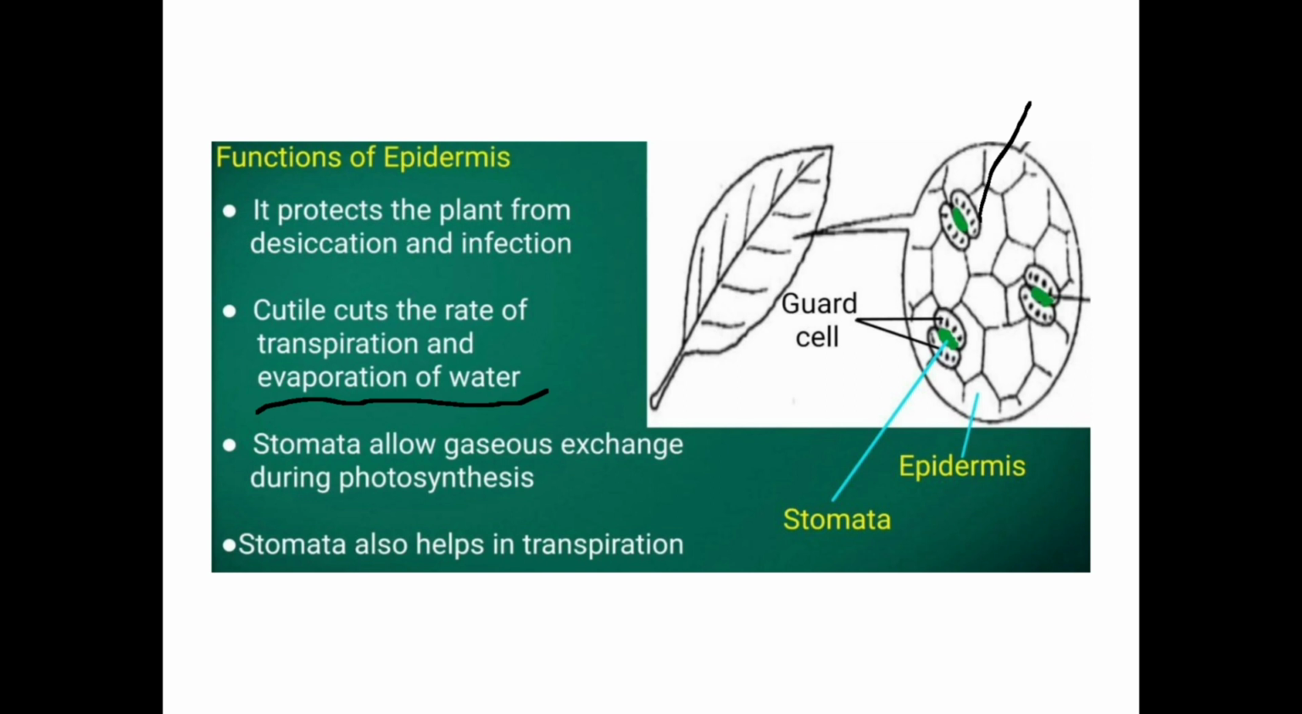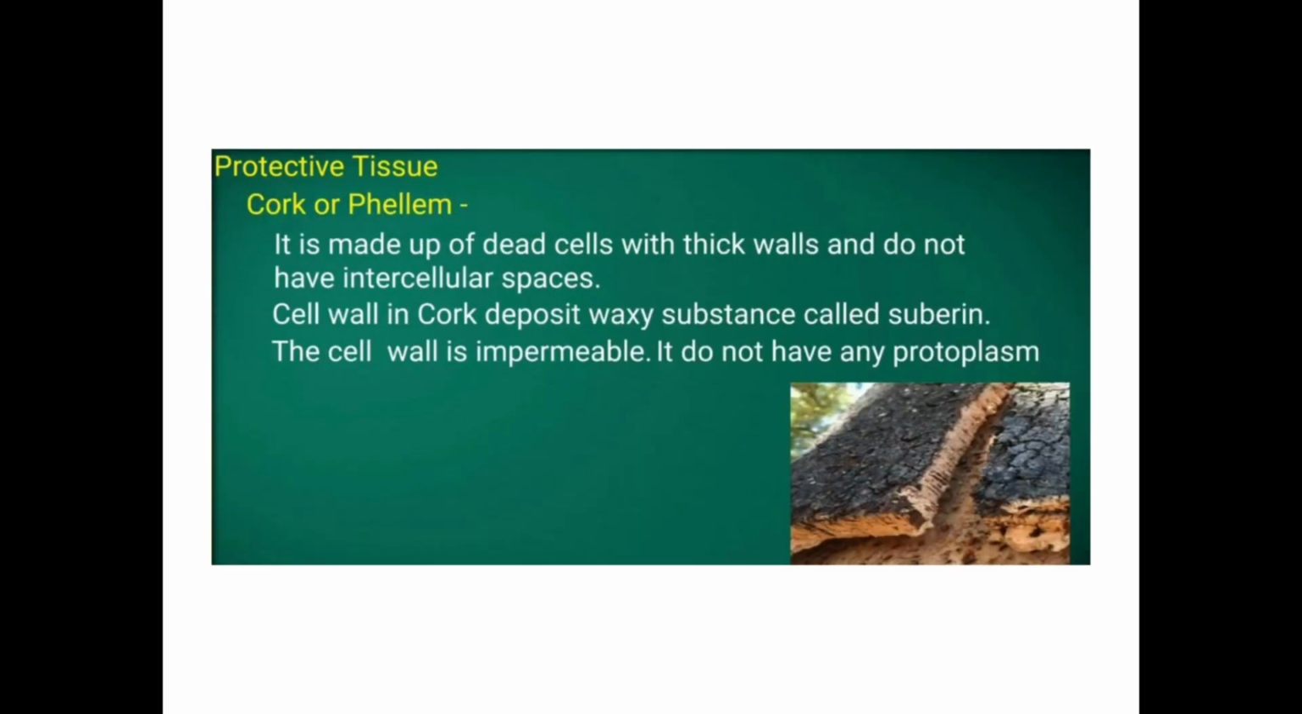That means epidermis is mainly for protection, and the cuticle present on the epidermis decreases transpiration, and the stomata present in the epidermis help with photosynthesis and also with transpiration. The next protective tissue is cork, which is like phloem in name only. It is made up of dead cells with thick walls and does not have intercellular spaces. So it is made of dead cells and does not have intercellular spaces. It is very thick in appearance.